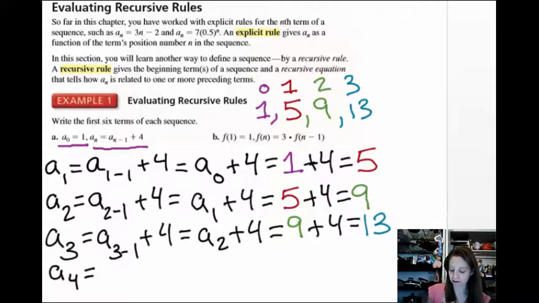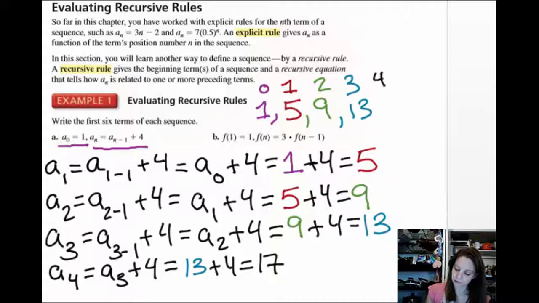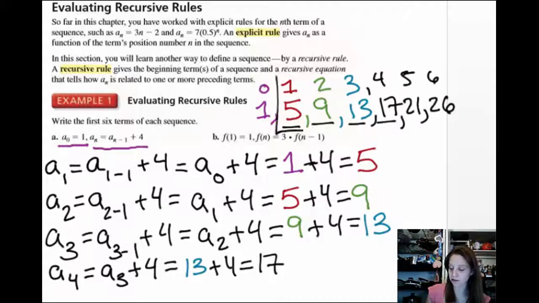A sub 4, I know it's going to be the term before, a sub 3, plus 4. A sub 3 is 13. 13 plus 4 equals 17. The fourth term is 17. I've run out of room, but I see the rule is plus 4. So I've got the first, second, third, fourth. If I add 4, I'll get 21, and then 25, 5, 6. And now I've got the first 6 terms of this sequence.